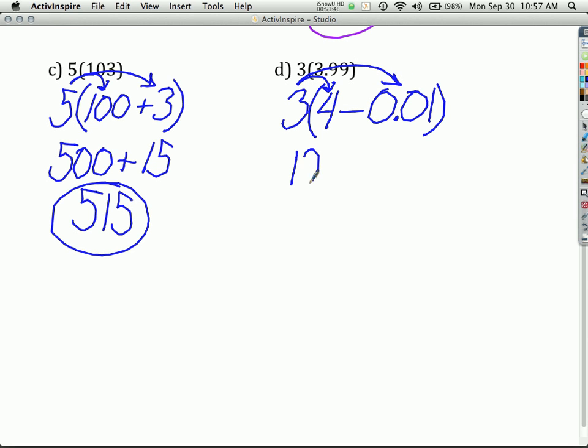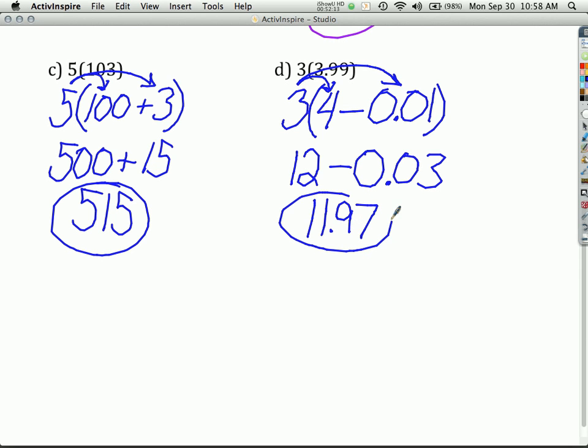So it's distribute. 3 times 4 is 12. 1 penny times 3 is 3 pennies. So how much money do I need to treat my friends to this $3.99 item? How much money, exact money, do I need? Chris? $11.97. Exactly. $12 minus 3 cents is $11.97. Yes, you're right. There's tax. Okay, any questions on how we did that?